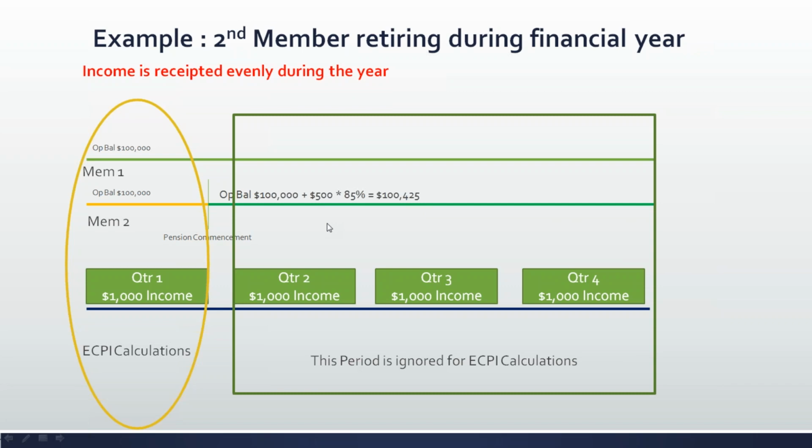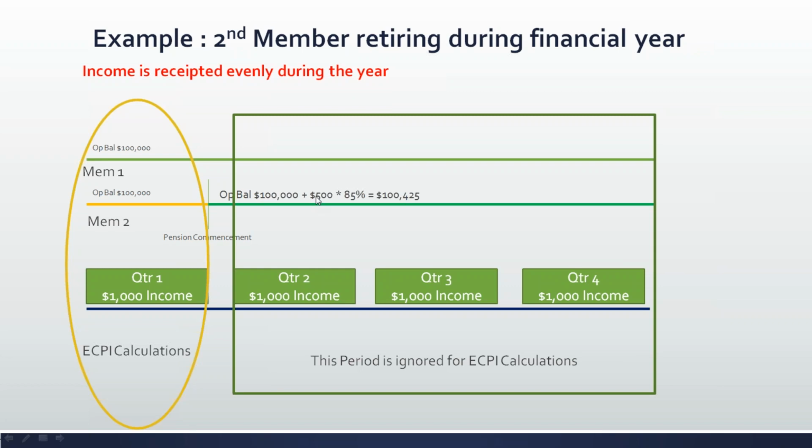After the first quarter, from the 1st of July, when the tax office works out the exempt current pension income, they're just going to look at the period where there were both accumulation and pension members. So you can see that this period is the only period the tax office is going to look at, because in this period we had a pension member and an accumulating member. For all these remaining periods, the tax office is going to ignore that there is any income, because the whole income is segregated and tax free, as all the members are in pension phase. So if you look at the calculation, the income is $1,000.